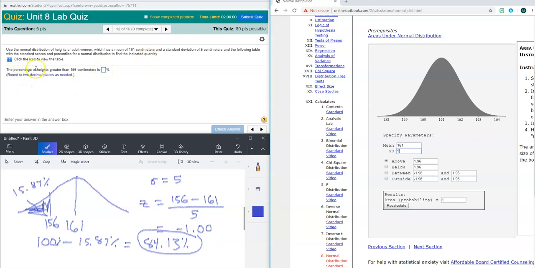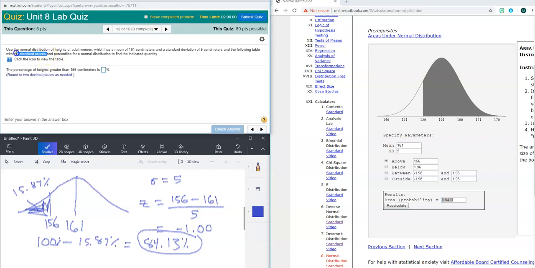And when it said to find the percentage of heights greater than 156, I would just check the above radio button, because we're looking for heights greater, keyword greater, than 156. And I would change this number to 156. Press enter. And look how quick and easy I got my answer. Same thing I got over here. And all I've got to do is remember to move the decimal point, because it's already going to be to 2 decimal places. So it's just really quick and easy to use the website to do the standard score questions.